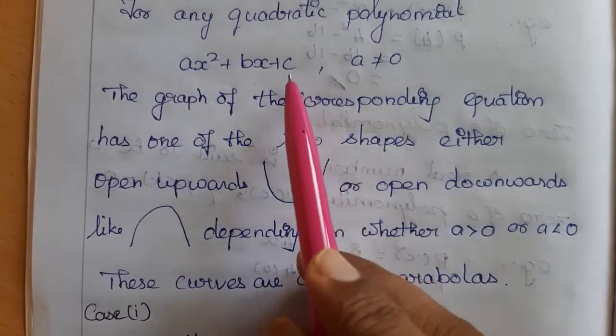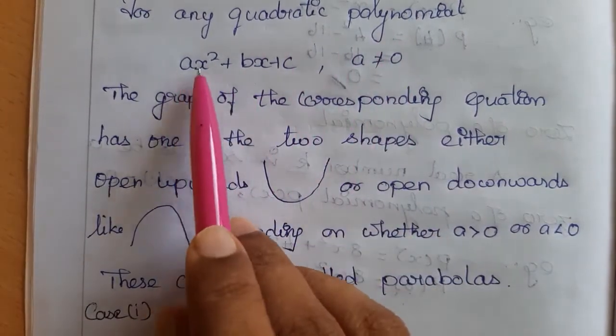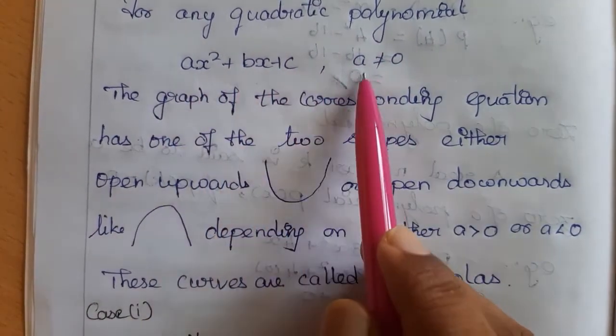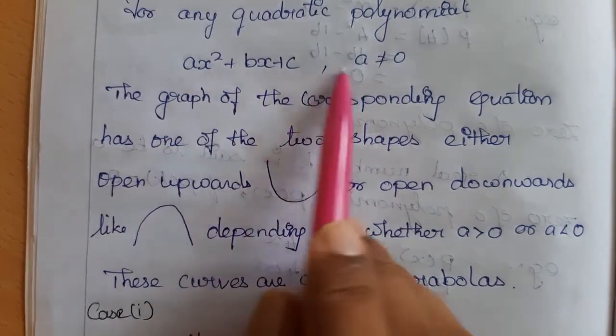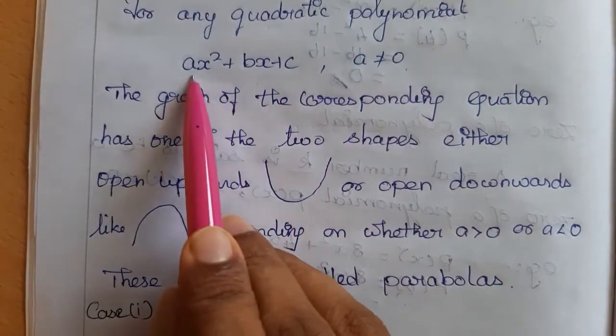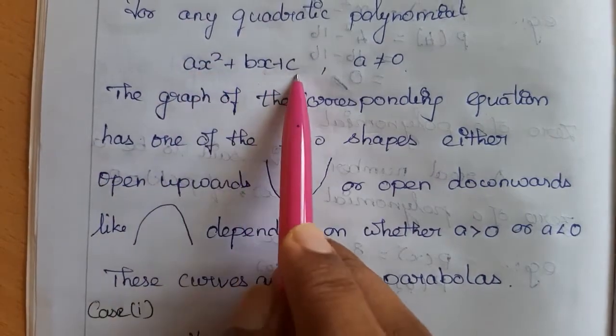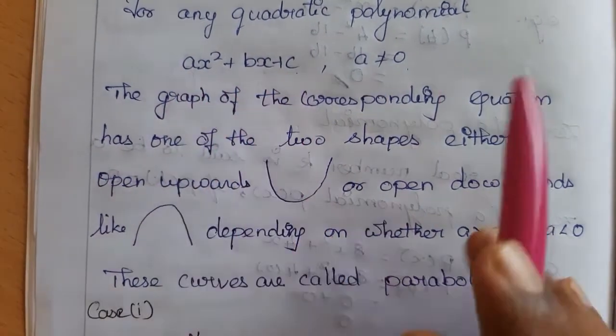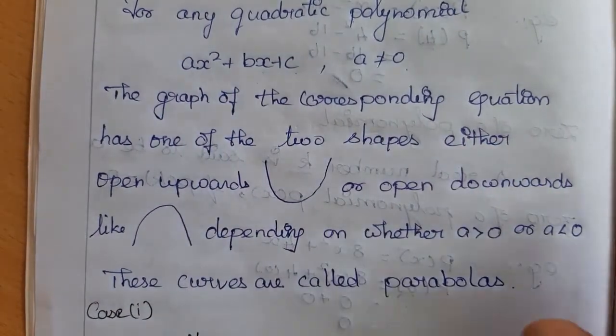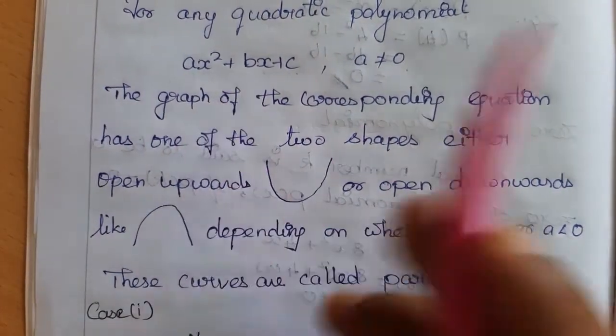The equation for any quadratic polynomial is ax square plus bx plus c, where a is not equal to 0. This is the general form of the quadratic polynomial we have taken, and here also a is not equal to 0. If a is 0, this term will vanish, and it will become a linear polynomial. That's why a is not equal to 0, and b and c can take any real values, including 0.